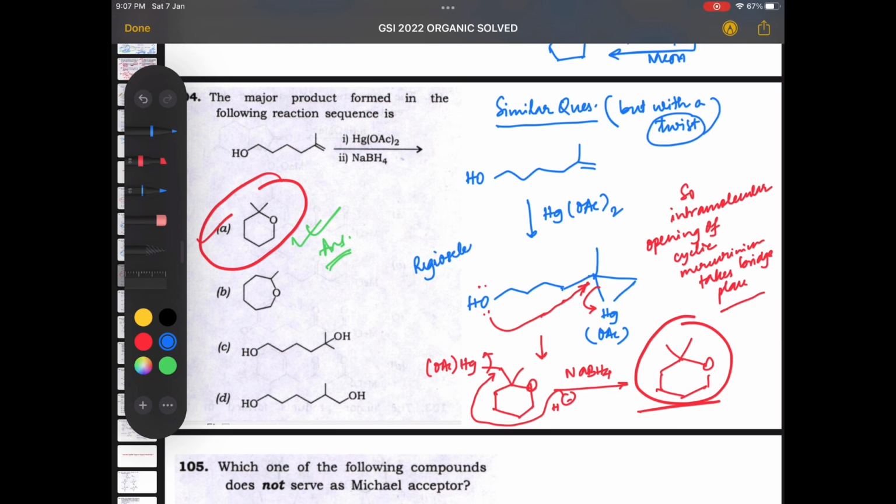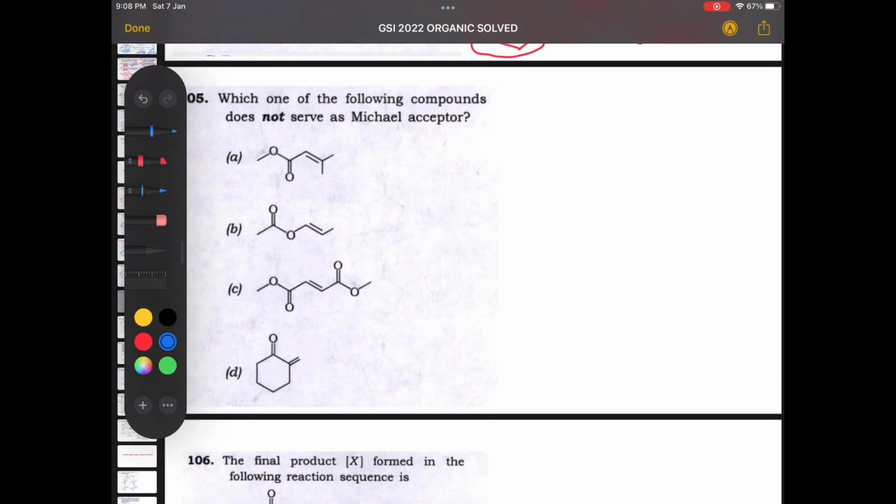Let us move on to the next question. In this case, as I already said previously, the regioselective attack takes place at the more substituted carbon. So remember that during the exams.